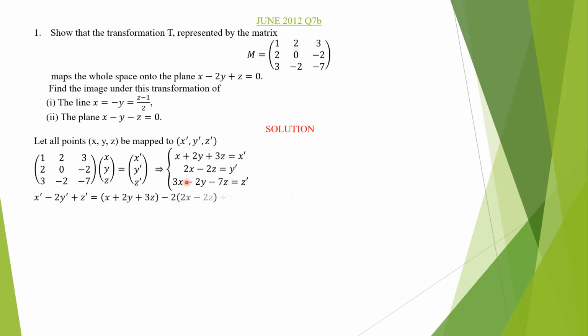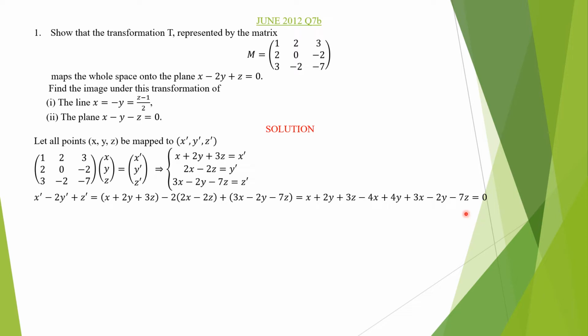Okay, now since they say we should show that it maps the whole space onto this plane, and our images are x prime, y prime, z prime, we are supposed to show that x prime minus 2y prime plus z prime equals 0. So x prime minus 2y prime plus z prime equals this minus 2 times this plus this, and just prove that it's equal to 0, and yeah, it's equal to 0.